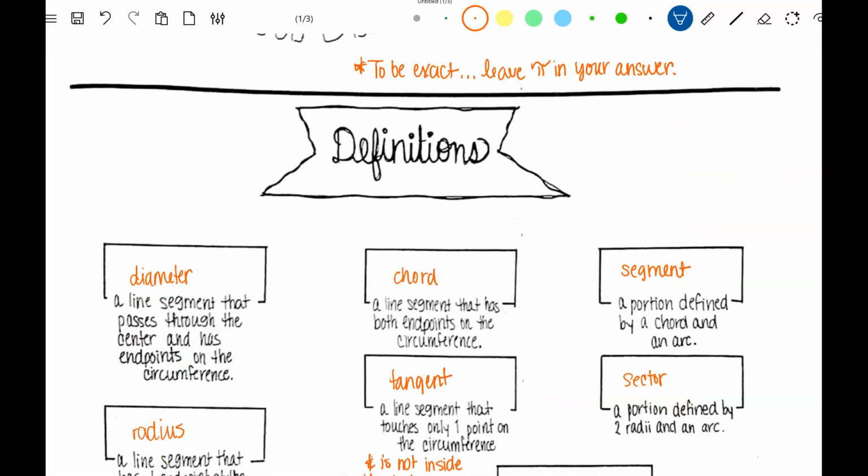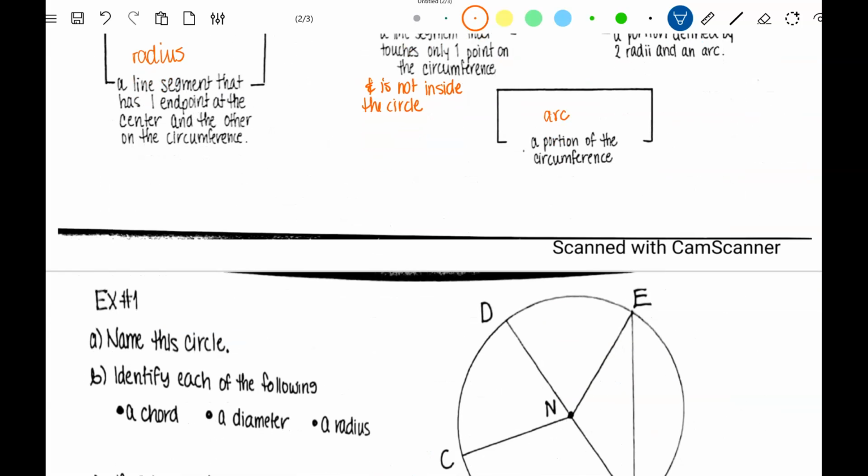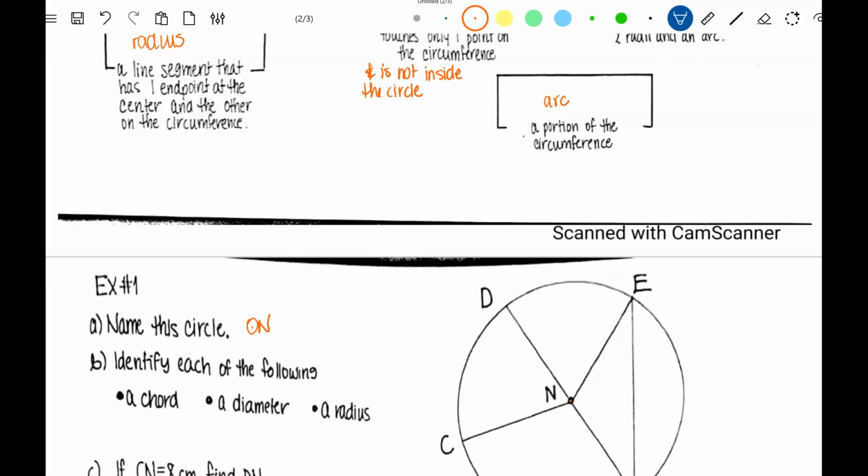So the only example that I'm going to work is 1A, where you name the circle. A circle is named by its center. Since the center here is N, this is called circle N. When you identify each of the following: a chord, diameter, and radius, you're going to use the segment symbol. So segment DN is a radius, or segment EF is a chord. The segment symbol is just the straight line with no arrows or anything on it.